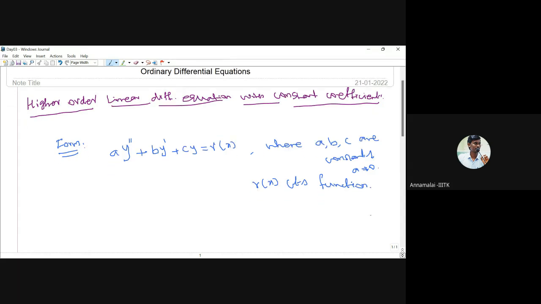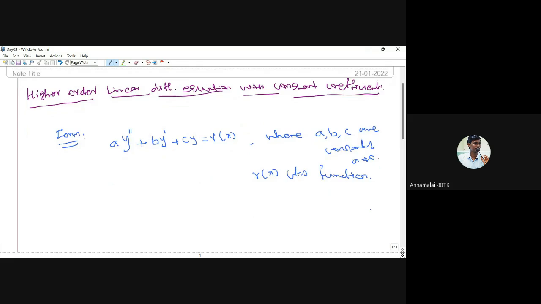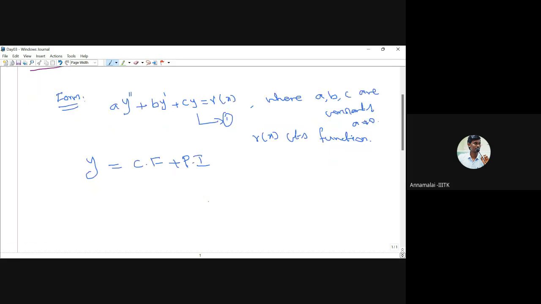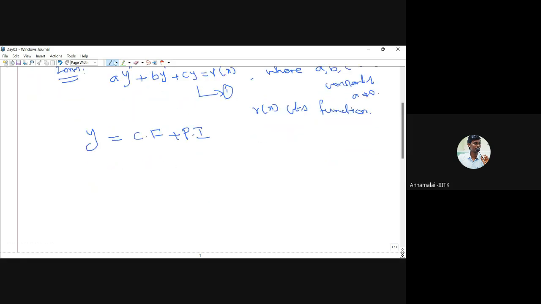Now, you have to find the solution of this equation, maybe we call it equation 1. So our aim is to find the solution of this differential equation. The solution contains two parts. Maybe we call the solution y; it contains two parts. One is the complementary function, another part is the particular integral, PI. So what is CF, the complementary function? How to find the complementary function?